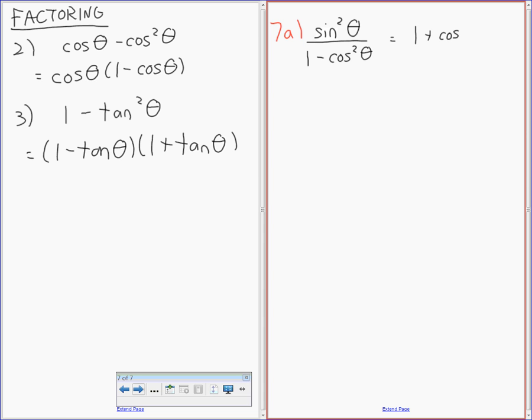Oh, let's do 7B after. That's a great question. Yeah, I'm going to say theta, so we're going to do 7B next, because I love that question. Okay, now this one looks frightening.